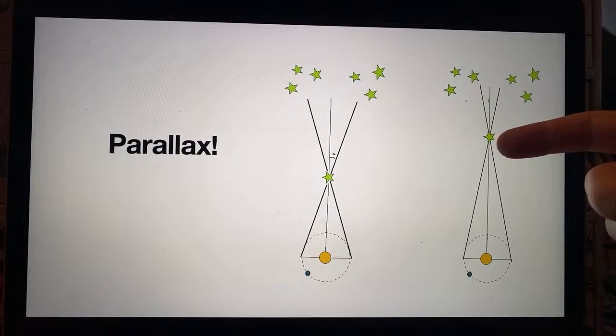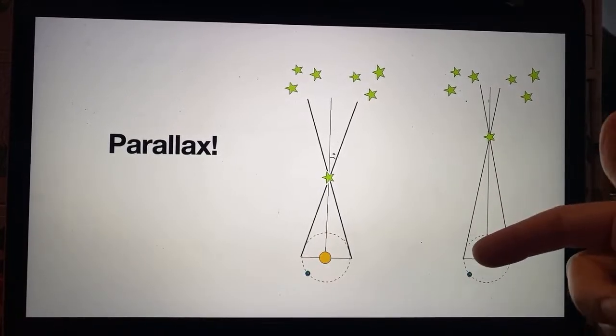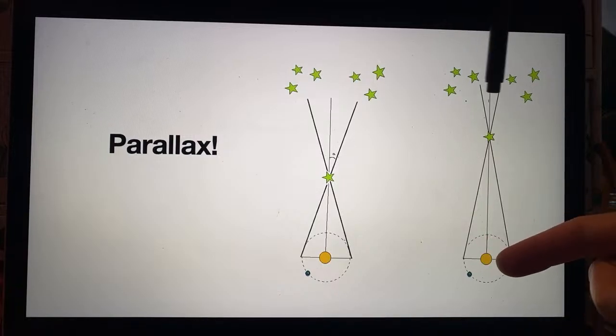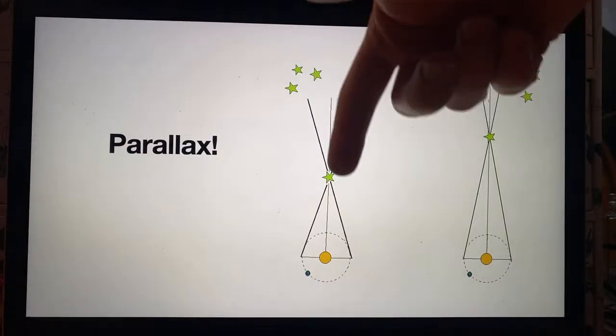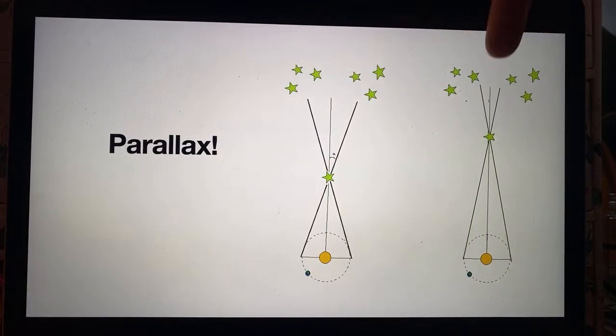And then this diagram is to show you that if the star's further away, then it moves less. So brilliant mathematicians and astronomers can measure this angle, and the parallax, how much the star seems to move in the sky, tells us how far away it is. It's amazing, isn't it? That's so good.